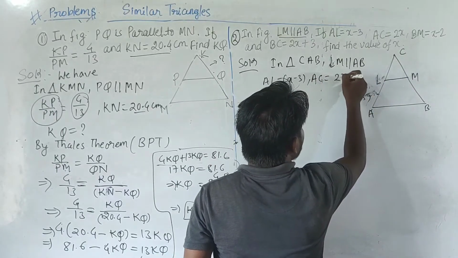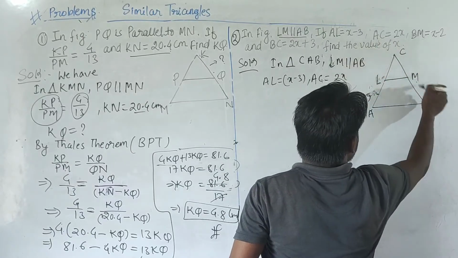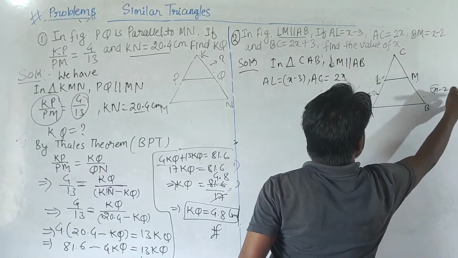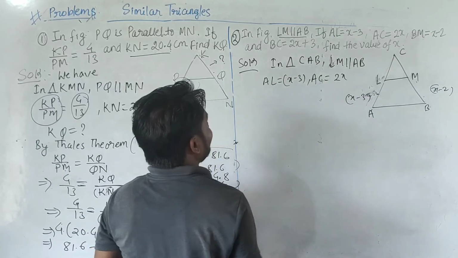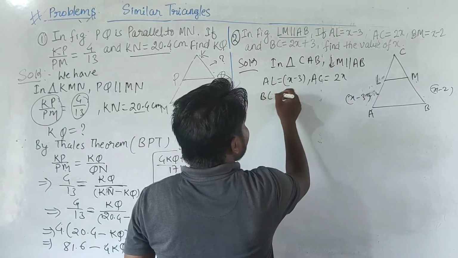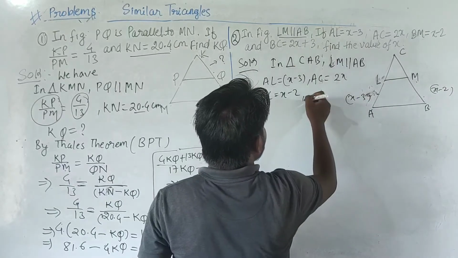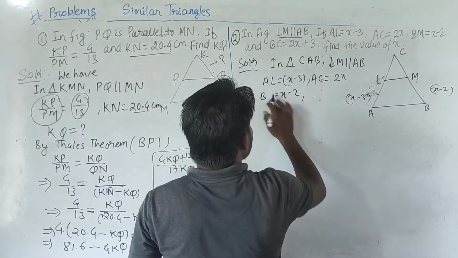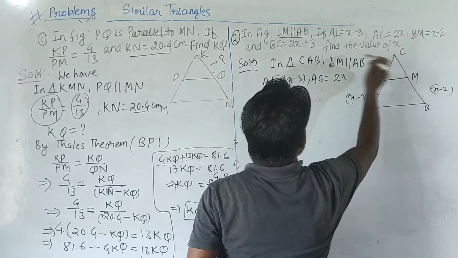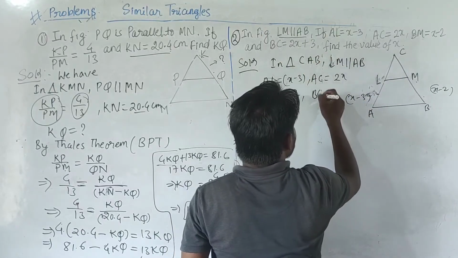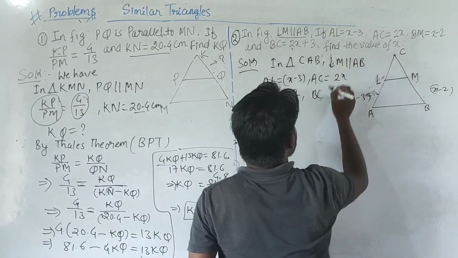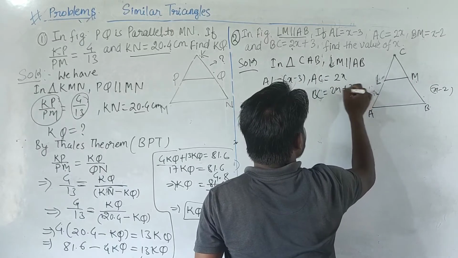AC is 2x and BM is x minus 2. BC is 2x plus 3, right?